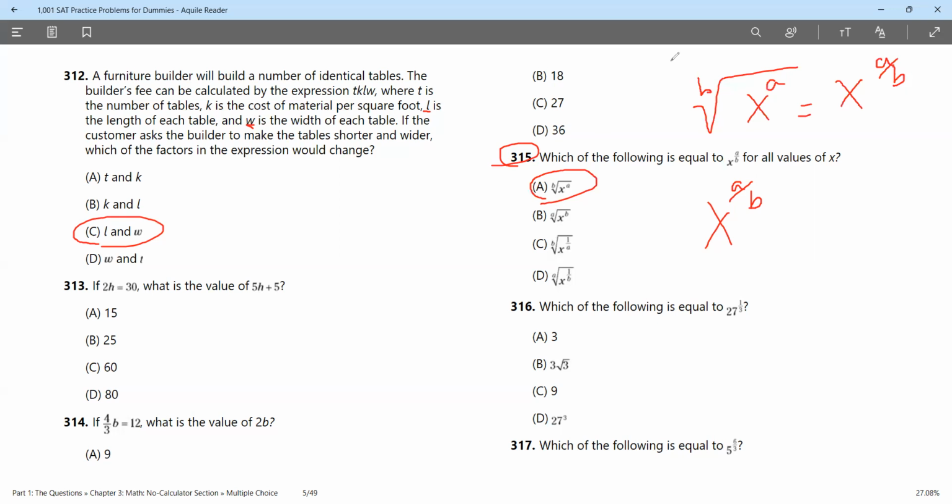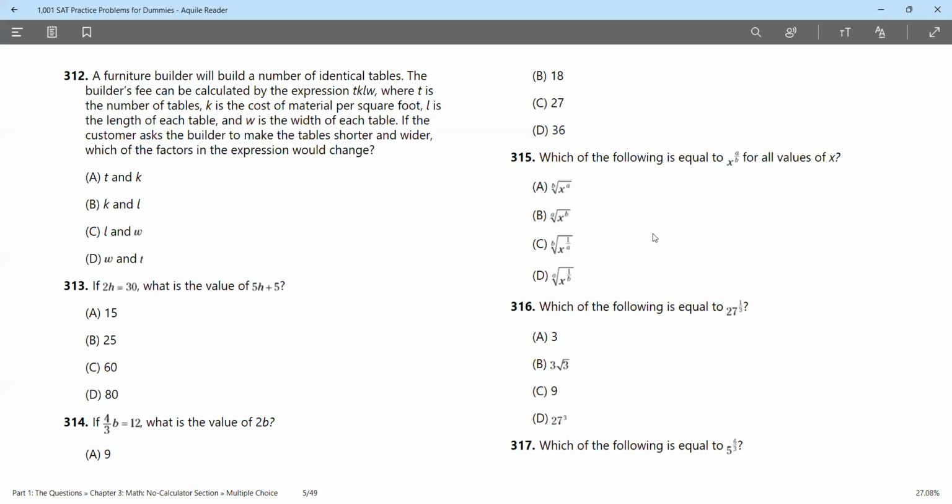Okay, let's move on to another question.